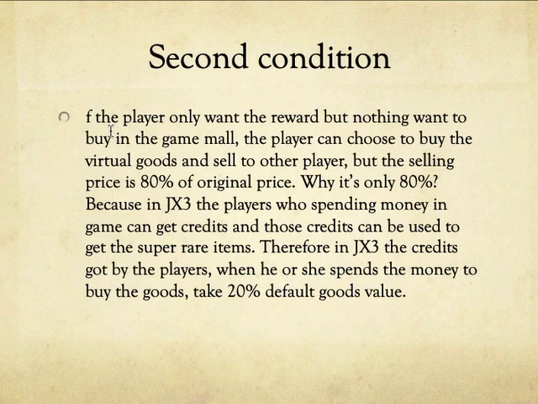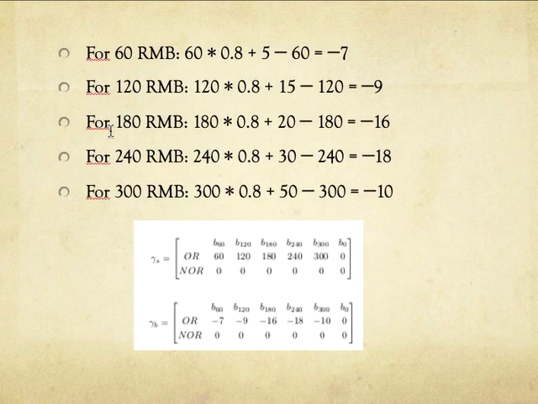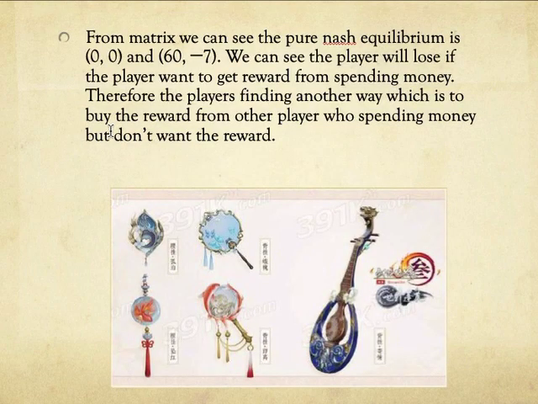So therefore we can list the equation or the matrix. For 60 RMB, we times 0.8 and plus 5 and minus 60, which is minus 7, and for 120 it's minus 9, and for 180 it's minus 16. We can see, except for the 300 RMB, the more the player spends, the more the player loses. So it's not very clever to spend money to buy the goods to get the consumption reward.